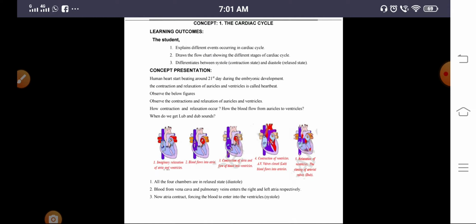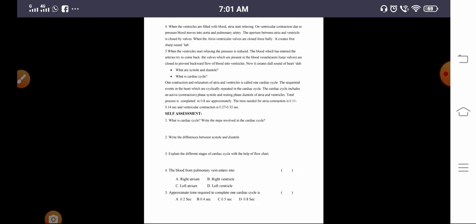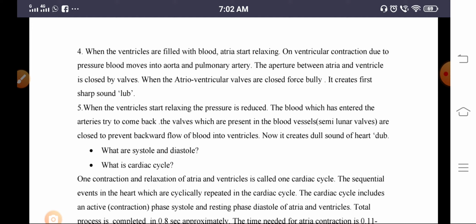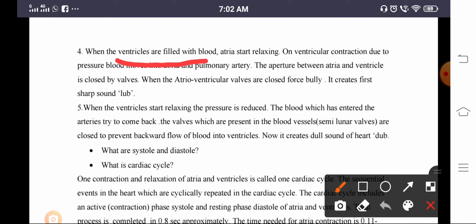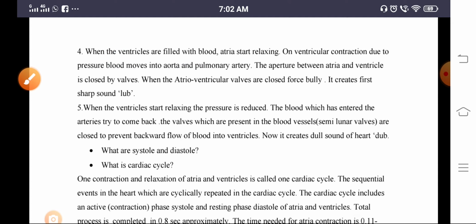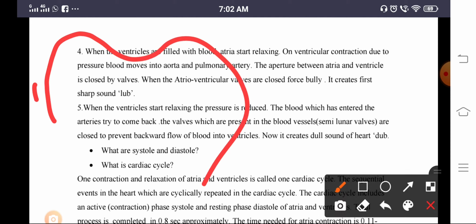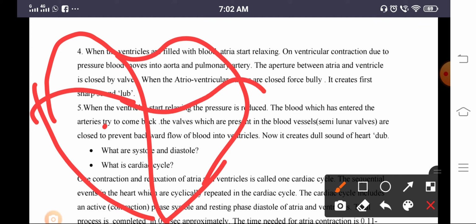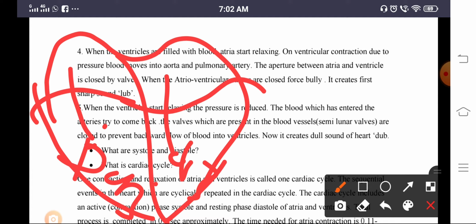Now let us take the fourth step. So here, when the auricles contract, blood enters into the ventricles, and the auricles will be relaxed. Blood enters from the right auricle into the right ventricle, and from the left auricle into the left ventricle, here DOB and OB. Now these will be in a relaxed state. So when in a relaxed state, what happens?